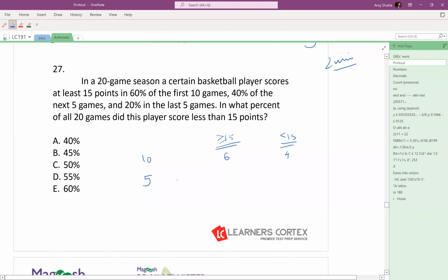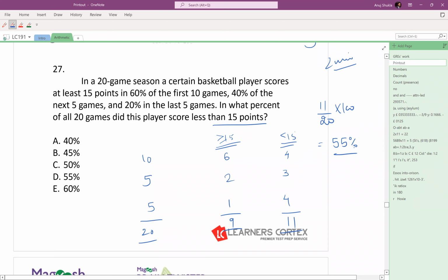After these 5 games, 40% he scored at least 15. 40% of 5 is 2. So this is 3. The next is again 5, 20% at least 15. So that is 1. And so total how many games happened? 20. In these 20 games, in 9 games he scored at least 15, and in 11 games he scored less than 15. But they're asking less than 15. So that is 11 divided by 20 into 100, that is 55%.